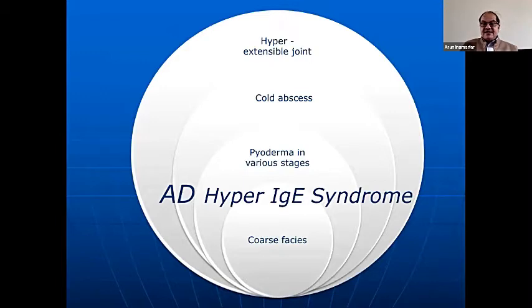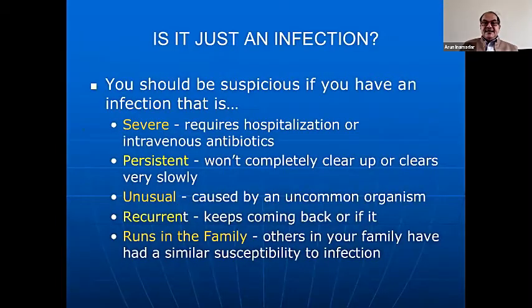IgE was more than 1,000 actually. And the question was, is it just an infection? Yes, you should be suspicious if you have an infection that is severe, requires hospitalization or intravenous antibiotics, or is persistent. In this case, I kept on giving antibiotic, but he used to keep coming for the same reason. And unusual organism, recurrent, and runs in family. Of course, it was autosomal dominant. The father gave a history of a similar thing in one more sibling also, not in parents.